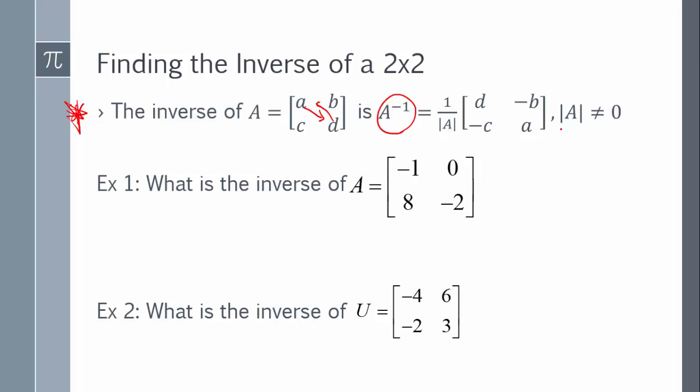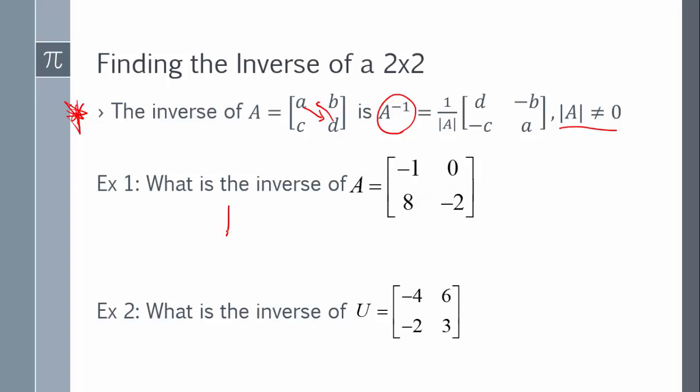Okay? The most important thing in this definition is the idea that the determinant of A cannot equal 0, because if it does, you have no inverse. That's a surefire way to see whether or not a matrix has an inverse: if its determinant is 0, it doesn't.